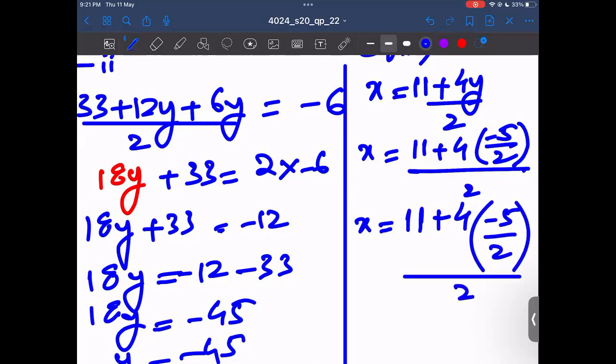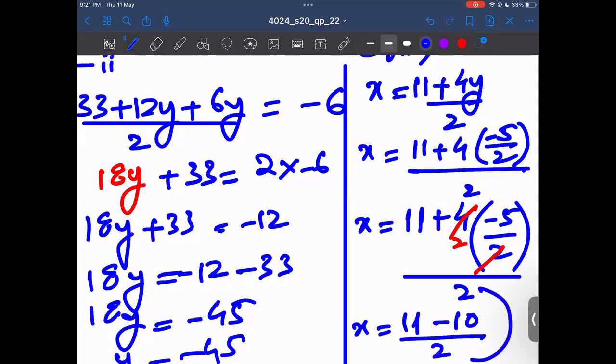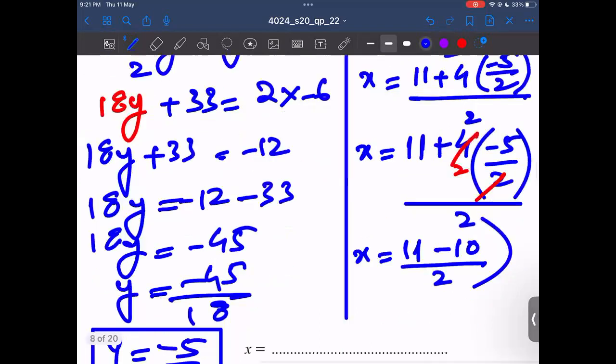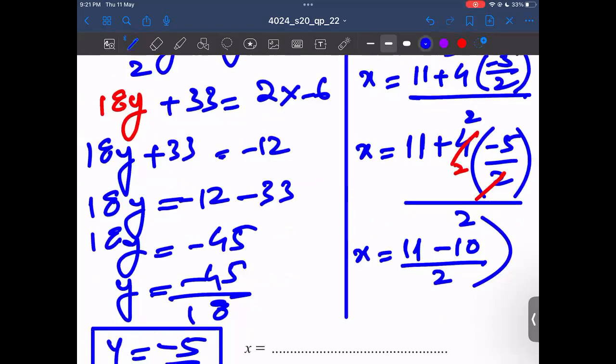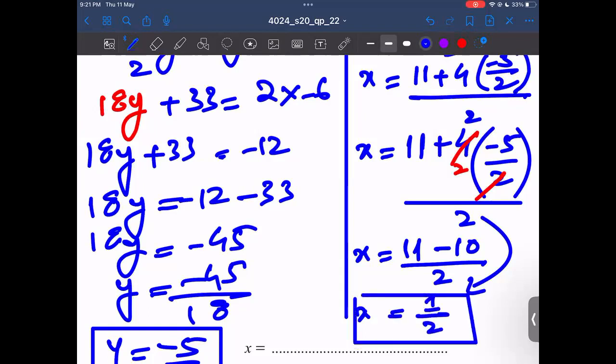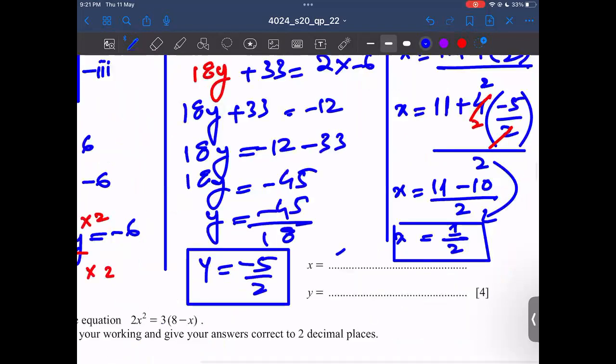Now you can see this 4 is multiplying with the minus 5 by 2. You can just cancel it out. 2 1s are 2, 2 2s are 4. So I got the value of x, 11 minus 10 upon 2. The numerator 2 is cancelled. So 11 minus 10 is 1 by 2. So I got the value of x as 1 by 2 and the value of y as minus 5 by 2 here. All right.